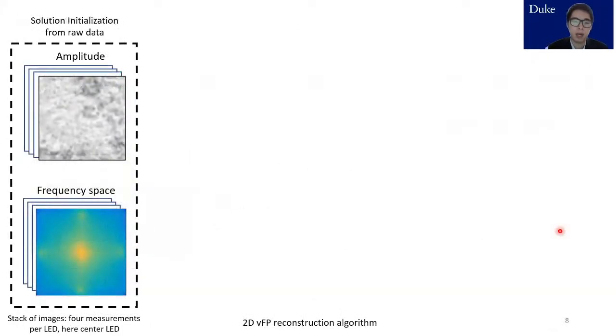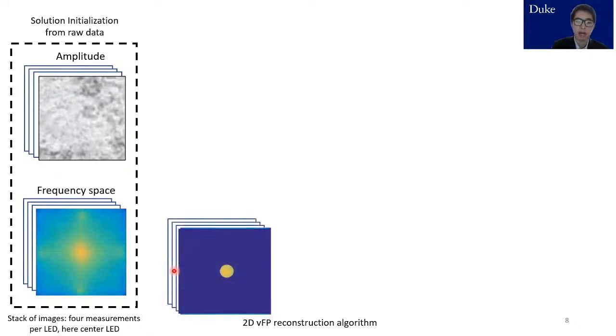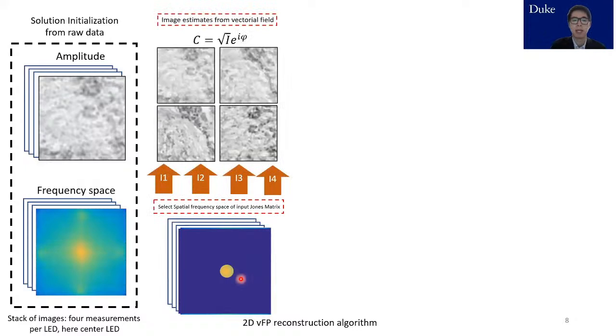We start from the raw data, like the center illumination. We set the center illumination as the amplitude, which is just the initialization, and set the phase equal to zero. Its frequency space will look like that. Afterwards, we take part of the frequency space, where the size is decided by the system numerical aperture and the position is decided by the LED position. Then we generate the measurements based on our forward model.